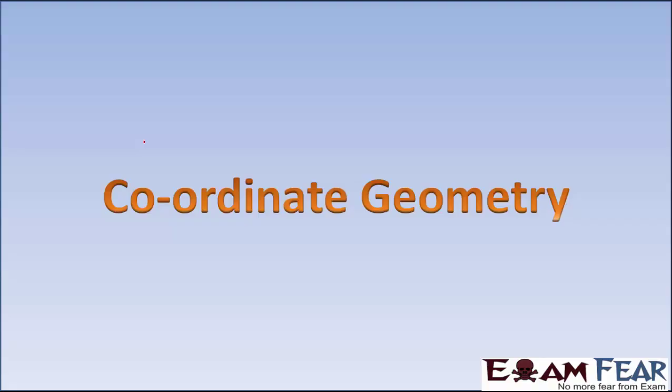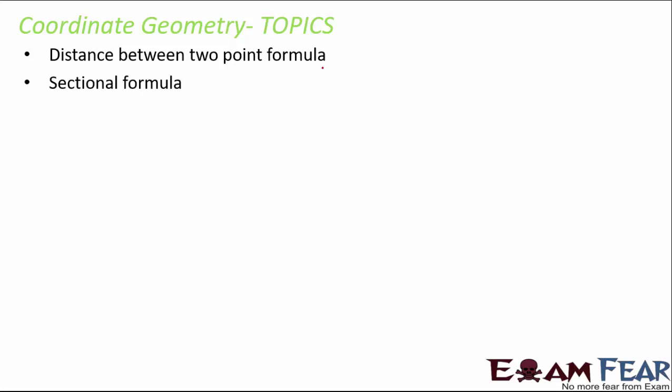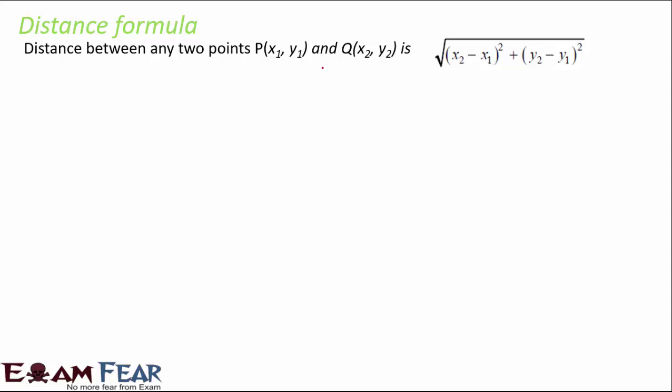Moving ahead with the next lesson, which is coordinate geometry. Coordinate geometry again is a high priority lesson. So you can expect say 3 to 5 questions from this lesson. Some of the important topics are the distance between 2 points formula, which is very, very important, section formula, and area of triangle. And now let's look at the distance formula.